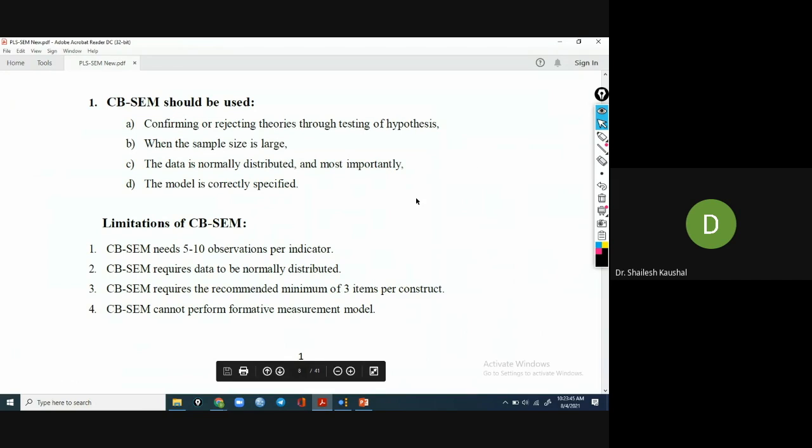ठीक है, तो ये कंडीशन है कि एटलीस्ट द सैंपल साइज, but in PLS SEM, if we have one indicator, one item per construct, then we can perform. The limitation of the CBSEM, strength of the CBSEM.